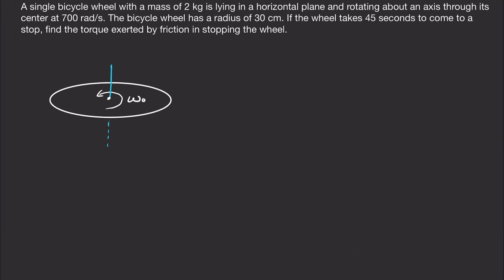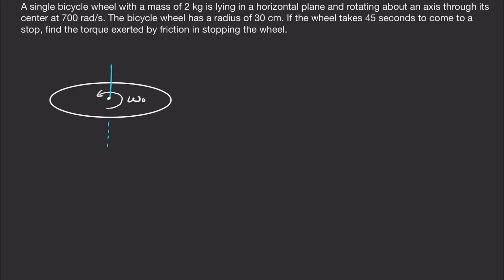For the next problem, we have a single bicycle wheel with a mass of 2 kilograms that is lying in a horizontal plane and rotating about an axis through its center at 700 radians a second. The bicycle wheel has a radius of 30 centimeters, and if the wheel takes 45 seconds to come to a stop, find the torque exerted by friction in stopping the wheel.